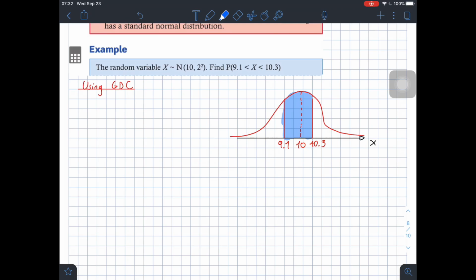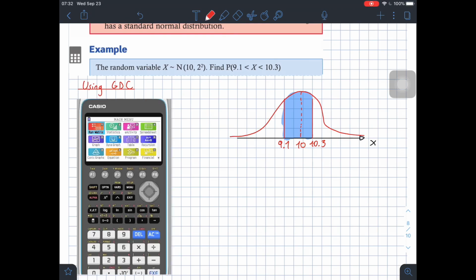Okay, so if you remember how to use the calculator, if you take a look at the calculator now, we would go to menu, statistics, dist, right, distribution, normal distribution, and we're still using NCD for this. So for lower, we would have 9.1, right? That's our lower boundary. And as the upper boundary, we would have 10.3. Now the standard deviation for this problem is 2 and the mean is 10. That's the only thing that changes with respect to the last thing we did, right? So we click on solve and there we have the probability.